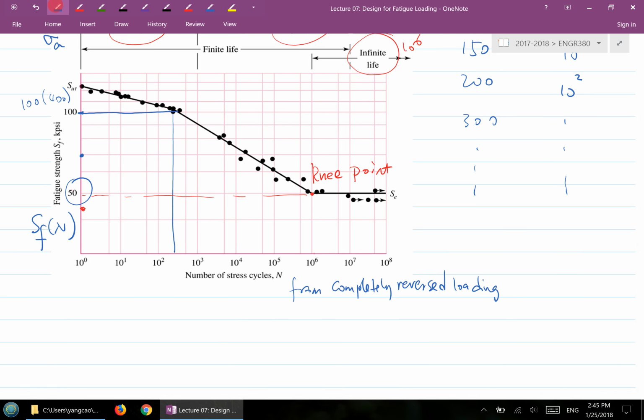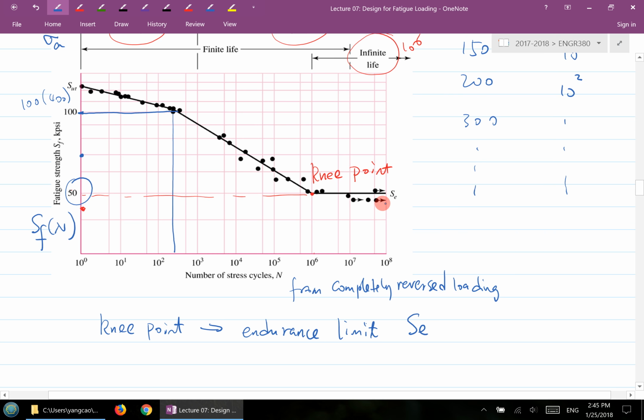Okay, so I'll just write it down here. This knee point produces a value called endurance limit. We use SE to represent this quantity, the endurance limit. Is that good?